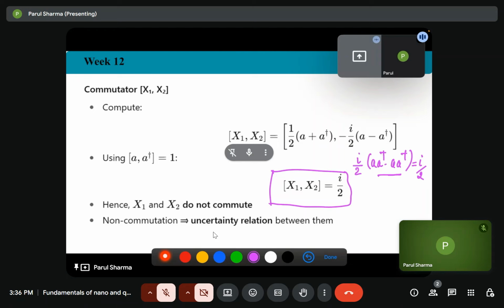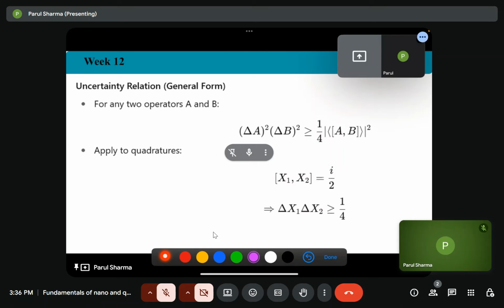So now we will calculate the uncertainty relation. In the general form, for any two operators, delta A square delta B square is greater than 1 by 4 modulus of expectation value of the commutation of these two operators, whole square.